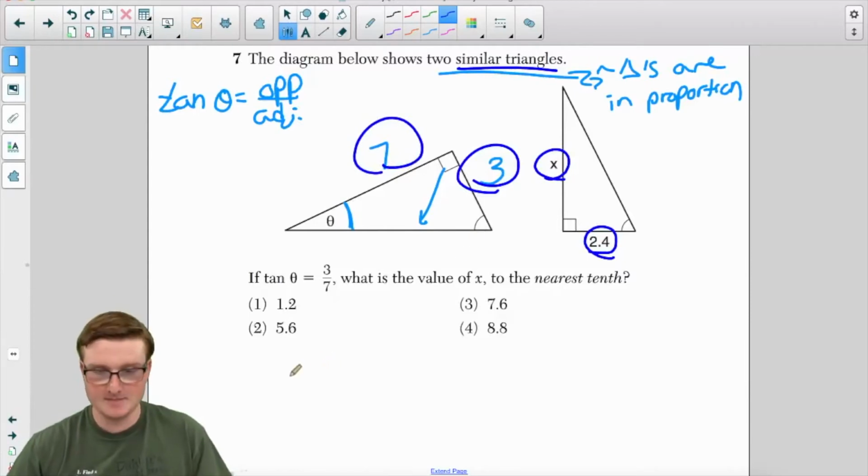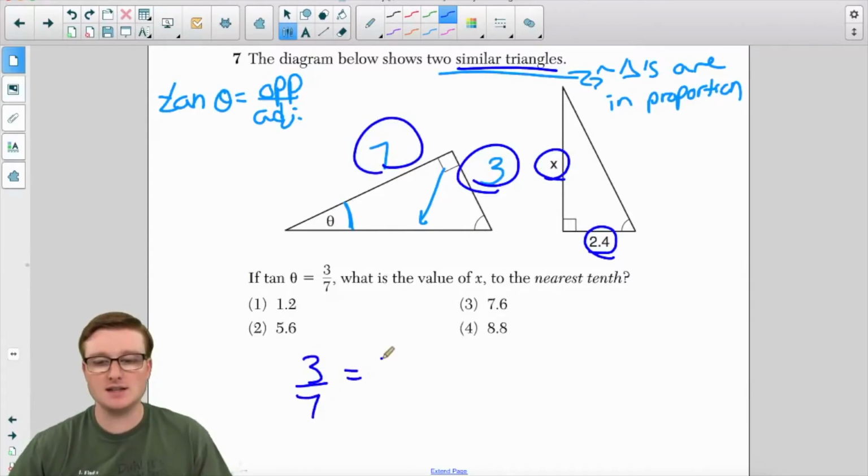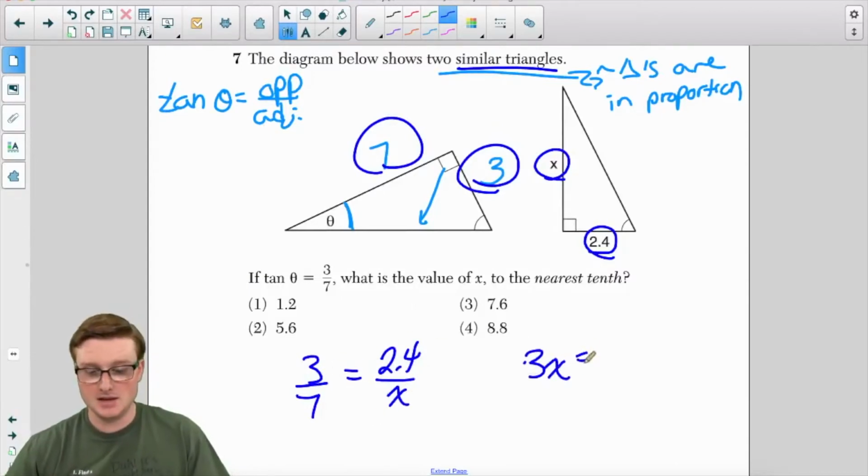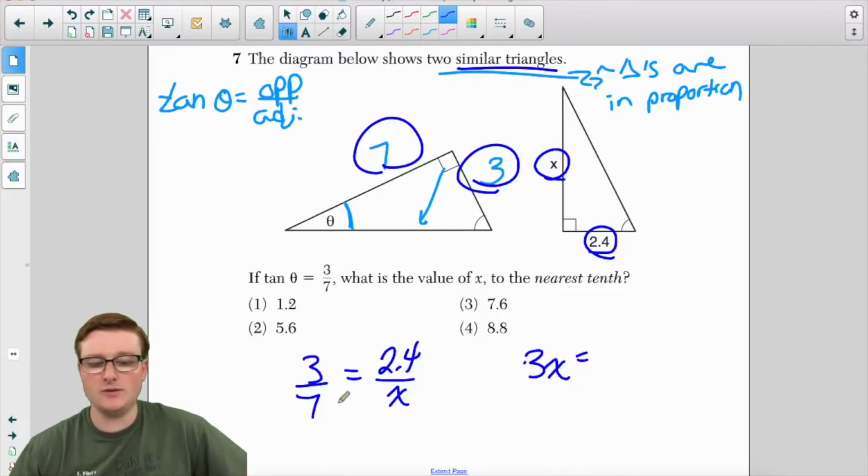So we could say 3/7 is equal to 2.4 over x. Now we could cross multiply these. 3x is equal to, let's see, 2.4 times 7.